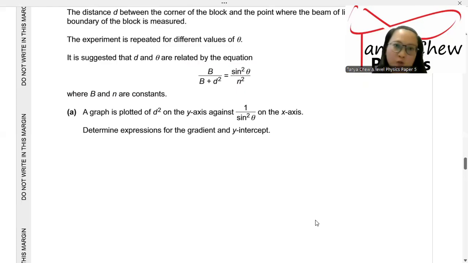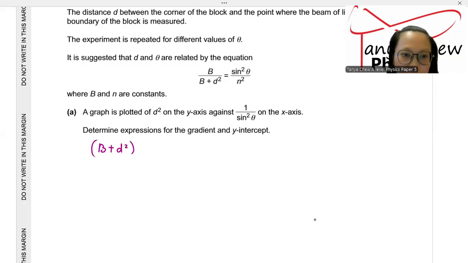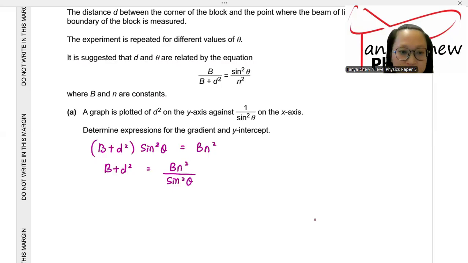Now we need to modify this equation, right? And I need d squared on my y-axis. So I do my cross multiplication. b plus d squared, sine squared theta is equal to bn squared. Cross multiply, and then I shift sine squared theta to the other side. b plus d squared is equal to bn squared over sine squared theta. And then I make d squared the subject: d squared is equal to bn squared over sine squared theta minus b. So ta-da, I got it.